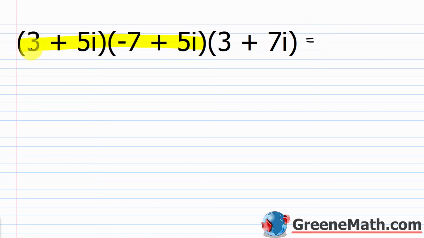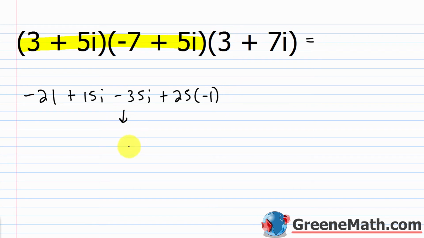So for FOIL, 3 times negative 7 is negative 21. The outer, 3 times 5i, would be positive 15i. The inner, 5i times negative 7, would be minus 35i. And then the last, 5i times 5i is 25i squared. Now we know i squared is negative 1. So let's just go ahead and write plus 25 times negative 1. And again, this is times this guy right here. We'll do that in a second. Let's just simplify first, and then we'll multiply by this.